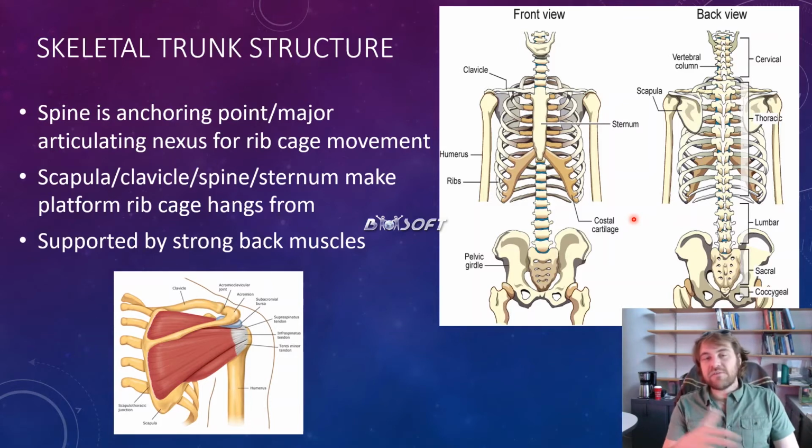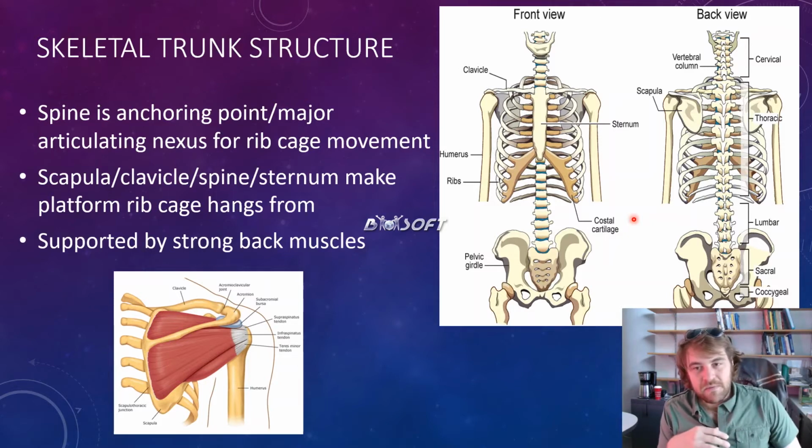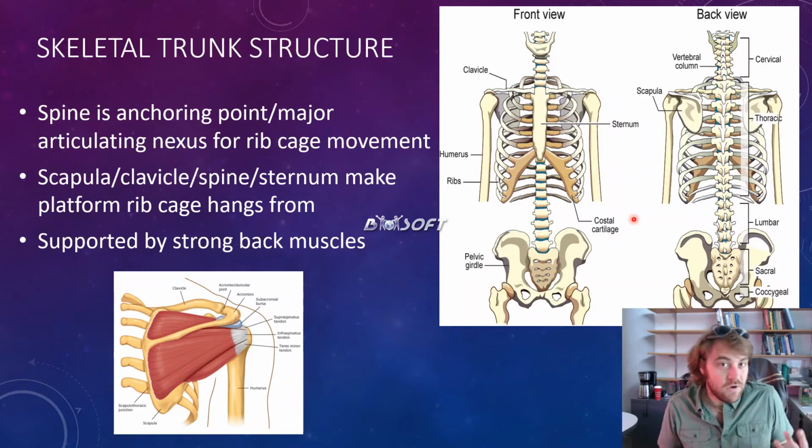There's a ton of muscles throughout the back and the thorax that make it possible for you to do everything that you do with your upper trunk and your head.